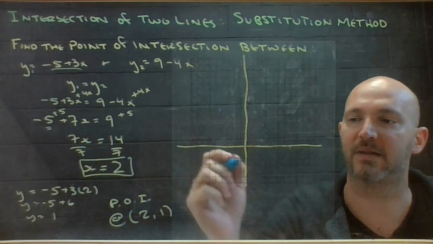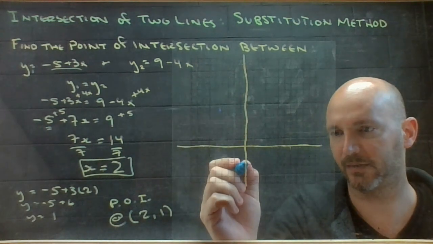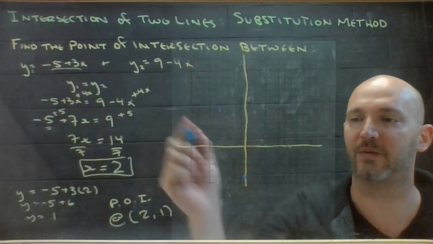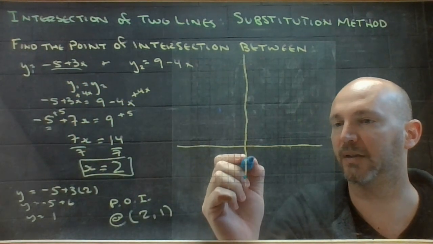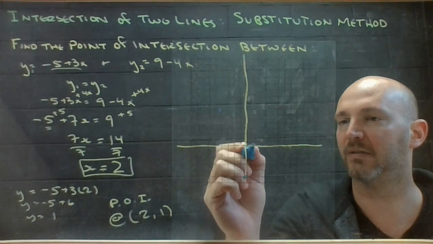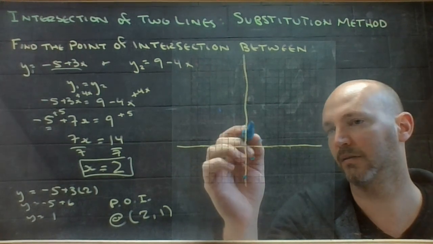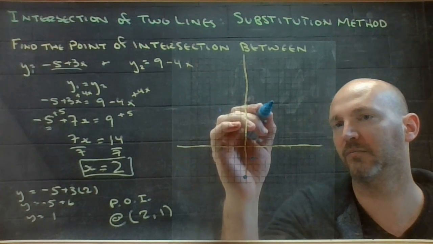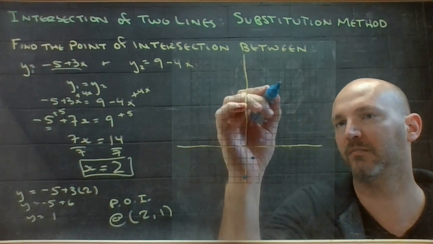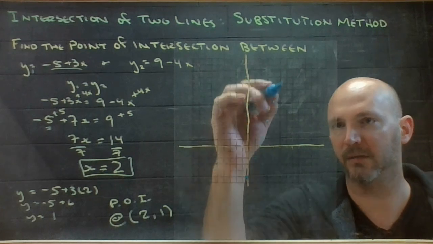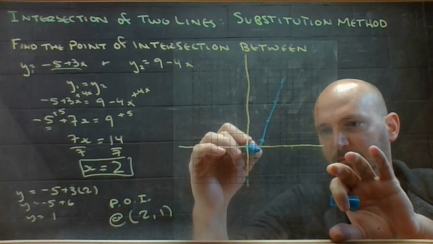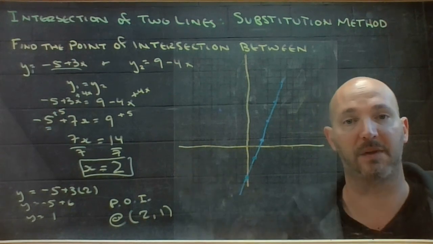Line 1 starts at negative 5. 1, 2, 3, 4, 5. And it goes up 3 over 1. 1, 2, 3, and 1. Right. Something like that.